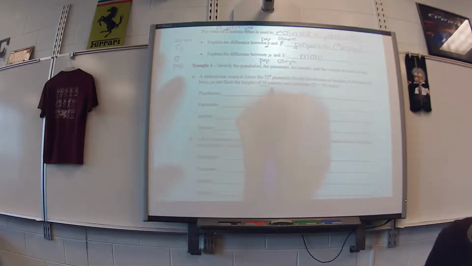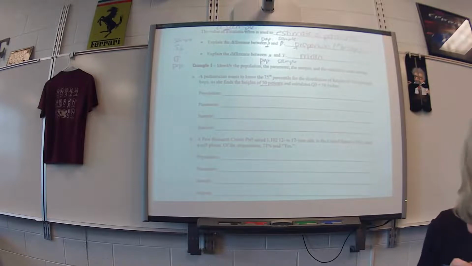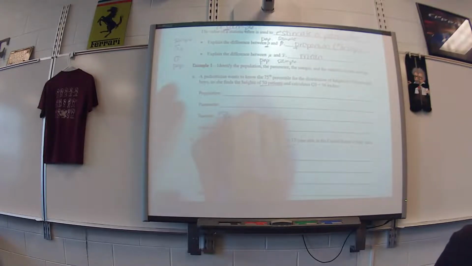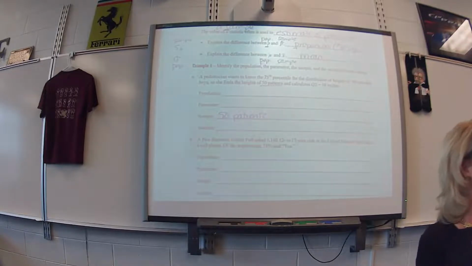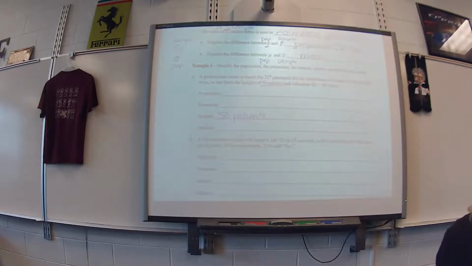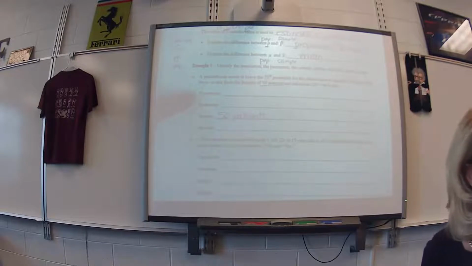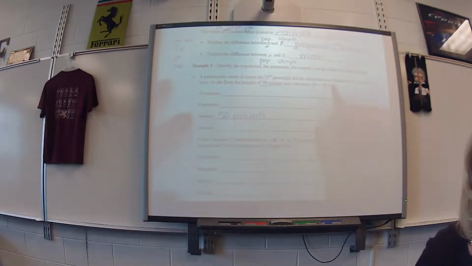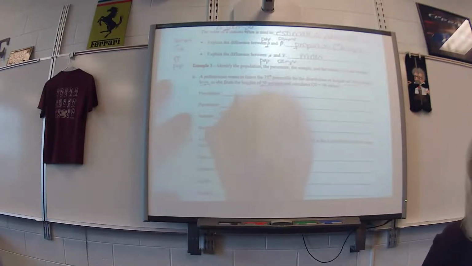That right there, those 50 patients, that was her sample. She got information on 50 of her patients. Who is the entire population? All 10-year-old boys.